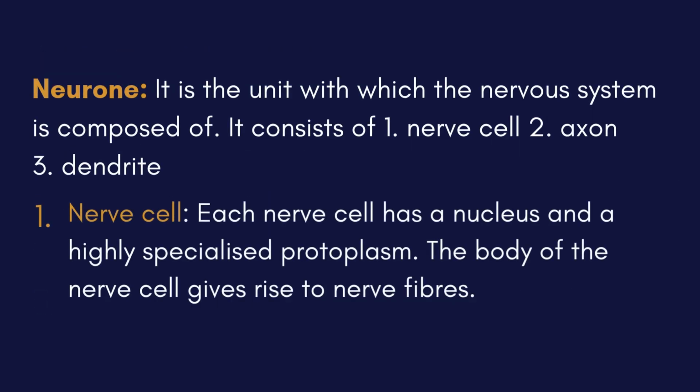Neuron. It is the unit of which the nervous system is composed. It consists of nerve cell, axon, and dendrite. Nerve cell. Each nerve cell has a nucleus and a highly specialized protoplasm. The body of the nerve cell gives rise to nerve fibers.